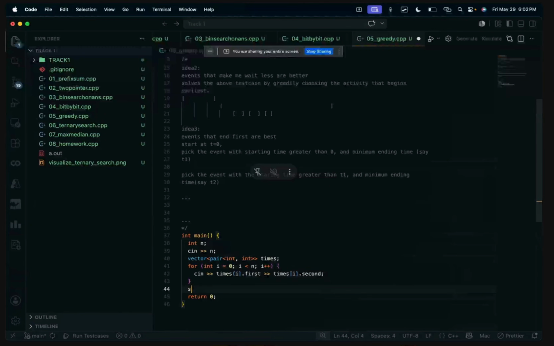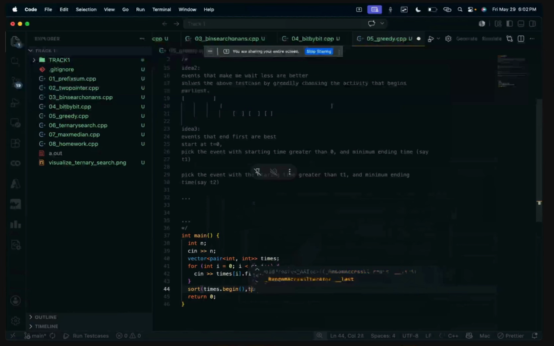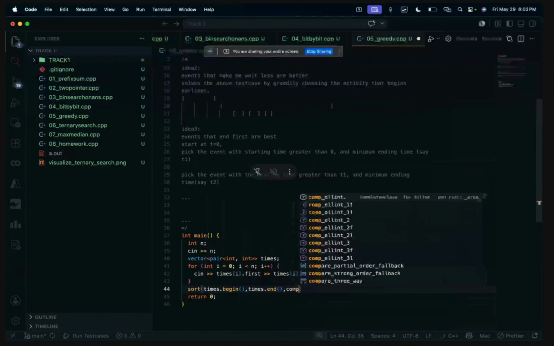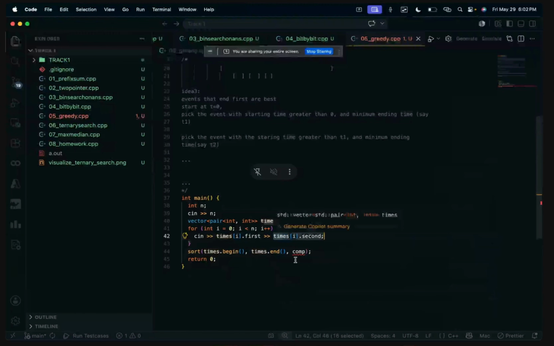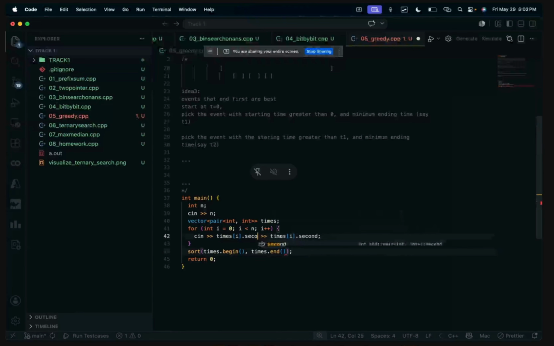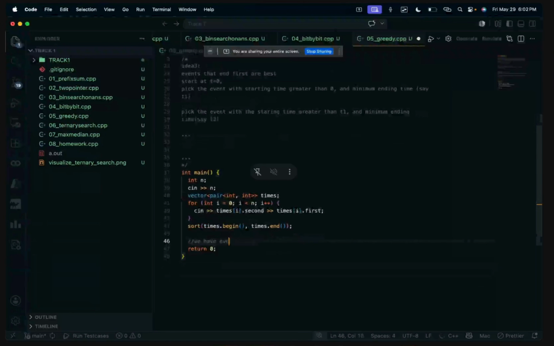So we would sort the times array using a custom comparator, because by default C++ would compare the first element and then the second element. One easy way you can avoid this is to store this in reverse. So now we exactly have what we wanted. So we have events sorted by end time.